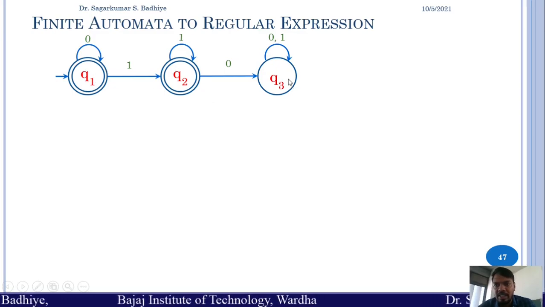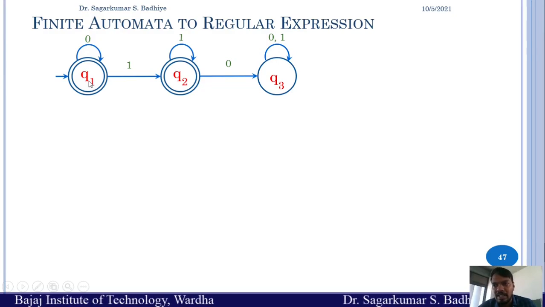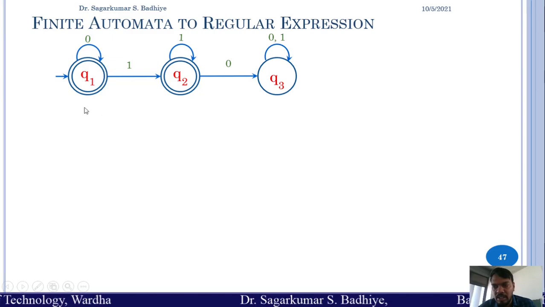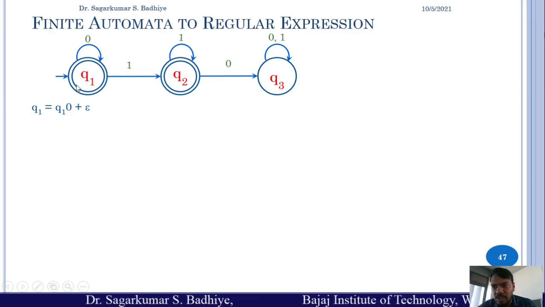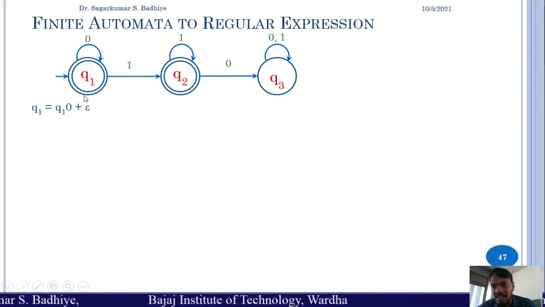So again we write the equation for all these three states by considering the inward transitions and adding epsilon to the initial state. We get an equation for q1 as q1 0, because to reach q1 you can read a 0 from q1 and reach q1 only. This is one way, and the other way is, as it is the initial state, you can directly reach q1, so we add epsilon over here.